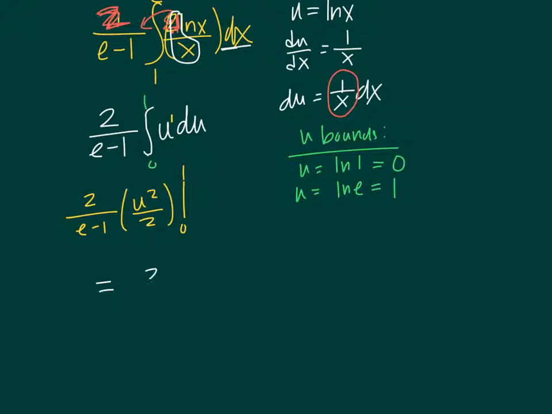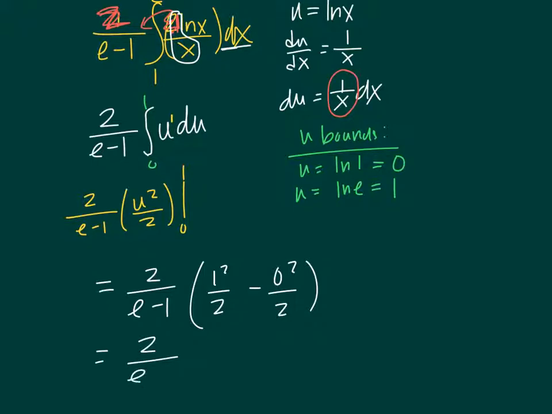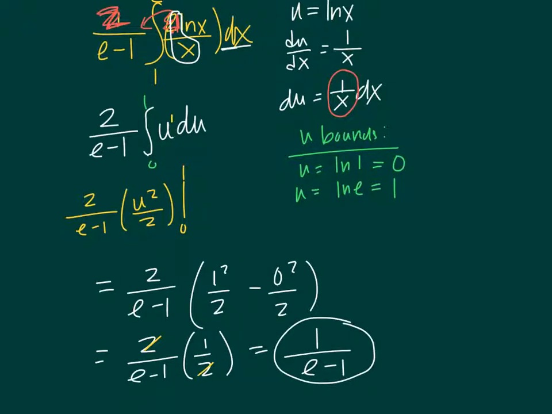So that's going to equal 2 over e minus 1. I think I'm just going to write that once and put it on the outside of the parentheses of 1 squared over 2 minus 0 squared over 2. So I get 2 over e minus 1 times a half. And my 2's are going to end up dividing, and I just get 1 over e minus 1 as the average value of that function from 1 to e.